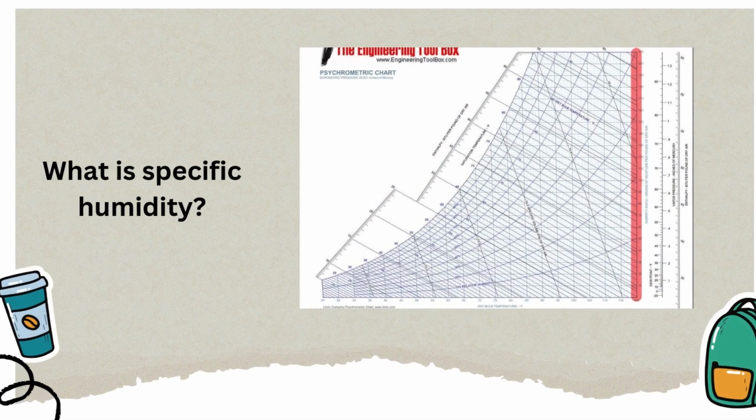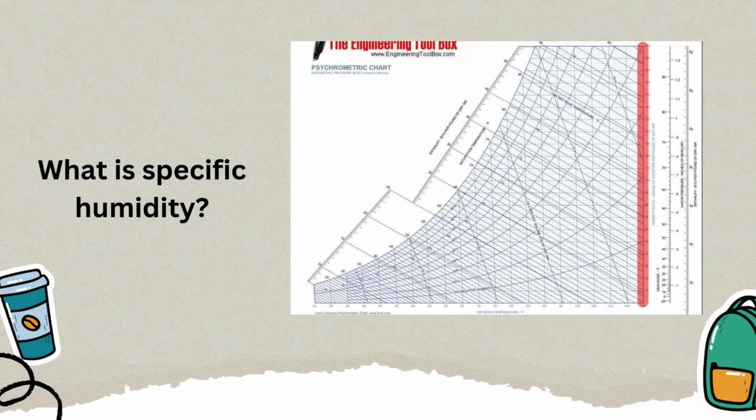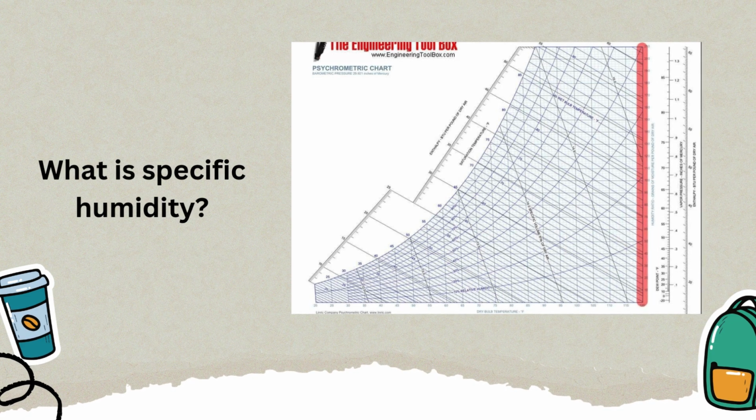The vertical axis on a chart is called specific humidity. Specific humidity is defined as the mass of the water vapor per unit mass of moist air. Specific humidity is usually measured in grams of vapor per kilogram of air or in grains of water per pound.